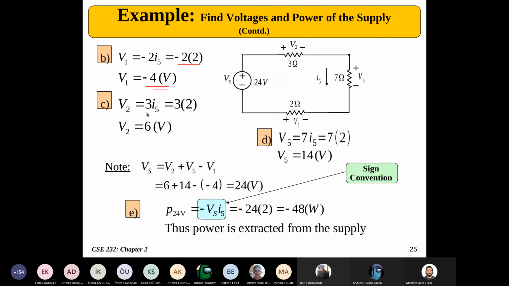Similarly, V2 can be calculated by multiplying the current by 3. That is 6 volts. Similar for V5, and the power generated by the voltage supply is, just multiply those two together. It is, as you see, minus 48. It's minus because it's generated, not dissipated. If we were to calculate the powers of the resistive elements, you'll end up with plus values for the power.